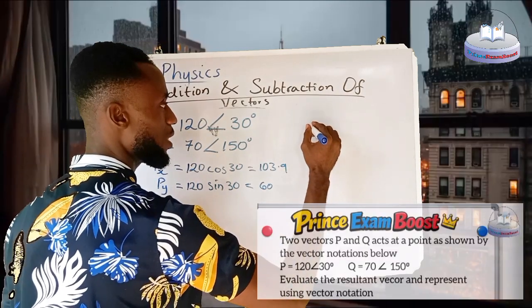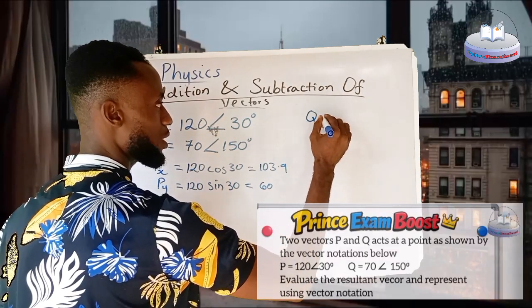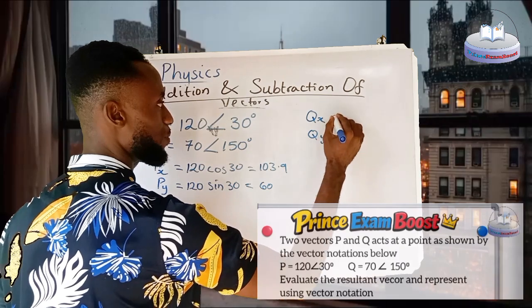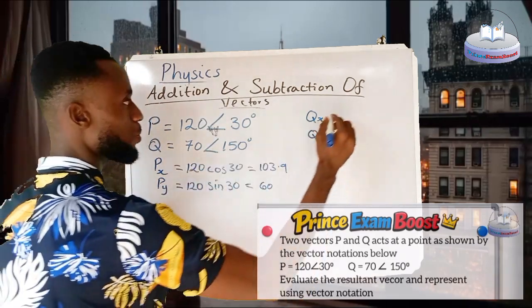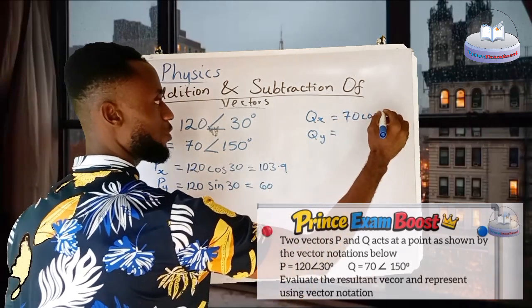We resolve Q into X and Y as well. Q in the X direction and Q in the Y direction. This is going to be 70 cos, the angle is 150.